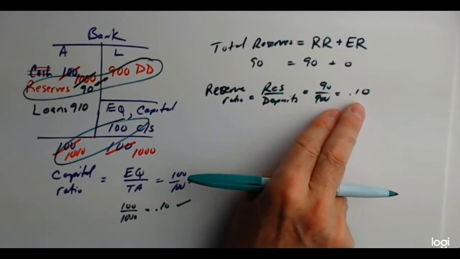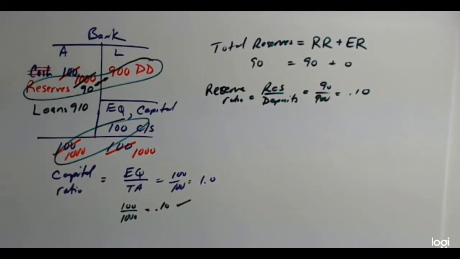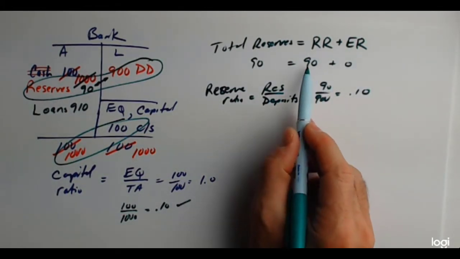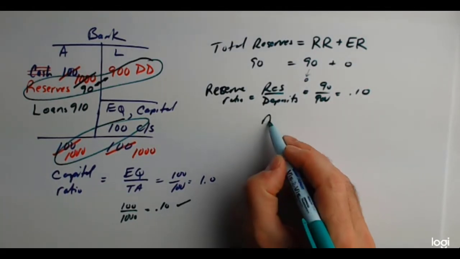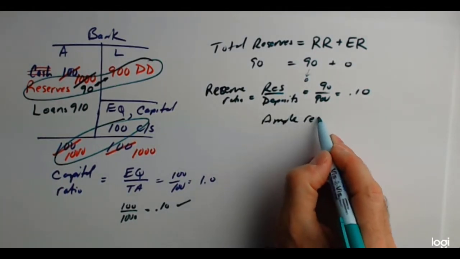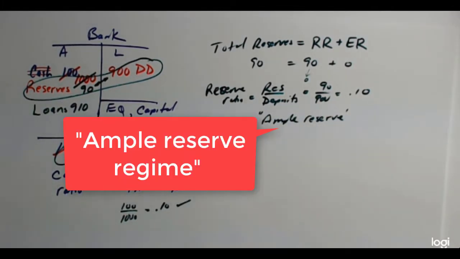Historically, it's been all over the map, but reserve requirements have been around, and reserves in general have been around for centuries. Reserve requirements go back even into the 1800s. Now, by the way, since March of 2020, the required reserve requirement has actually dropped to zero because we are in an ample reserve regime, according to the Federal Reserve.